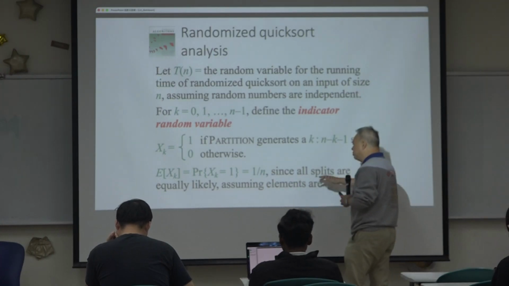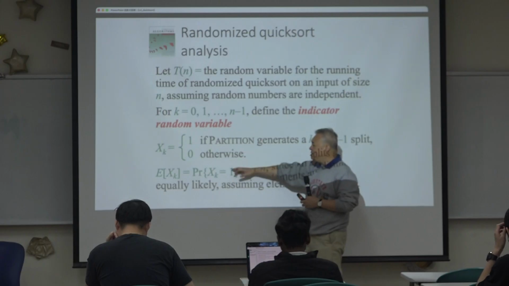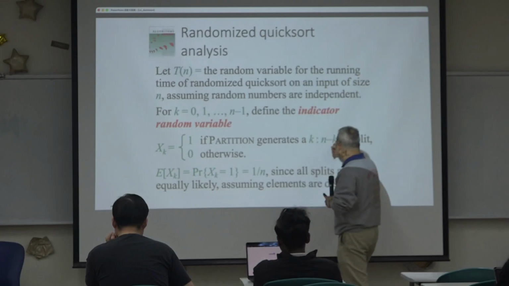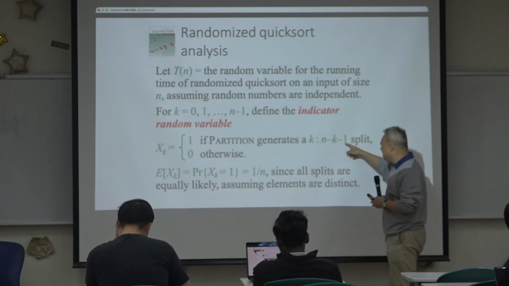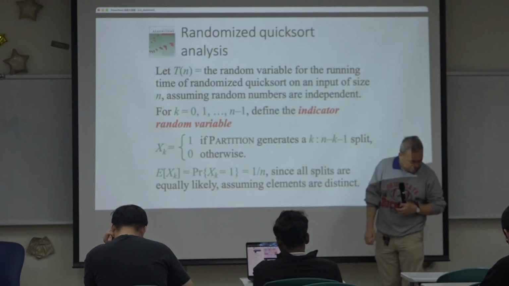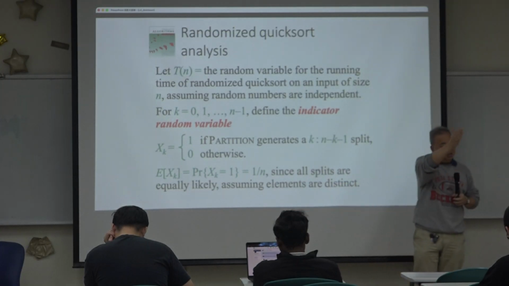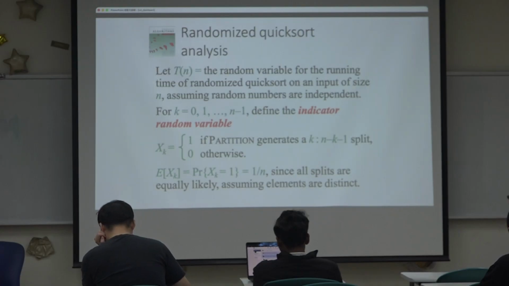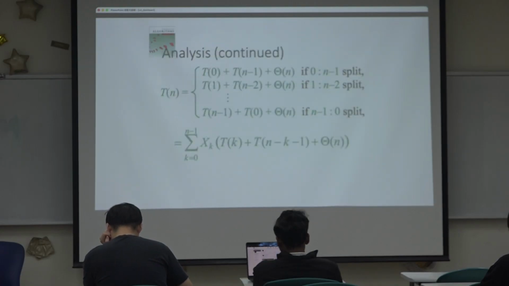So the probability for this Xk equal to 1, meaning the partition generates the k, n minus k minus 1 split, is 1 over n. You have n ways to partition it, so each one has an equal probability, 1 over n.